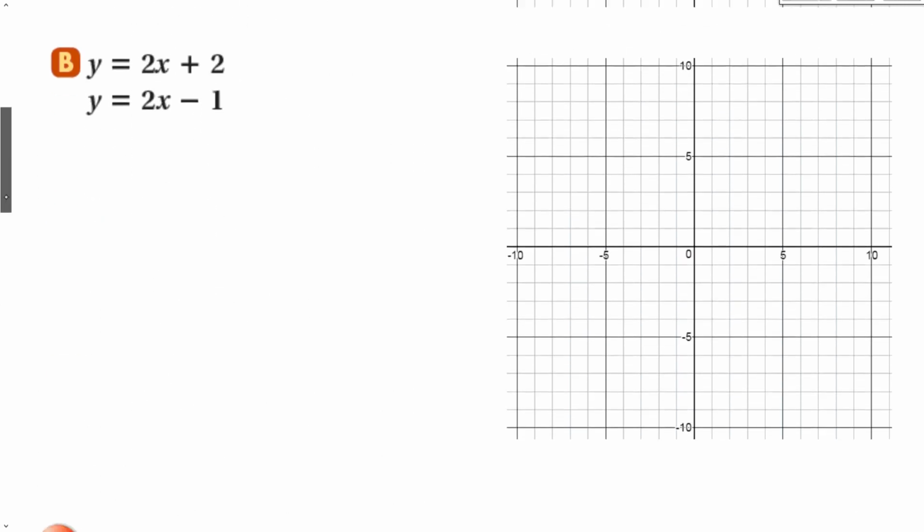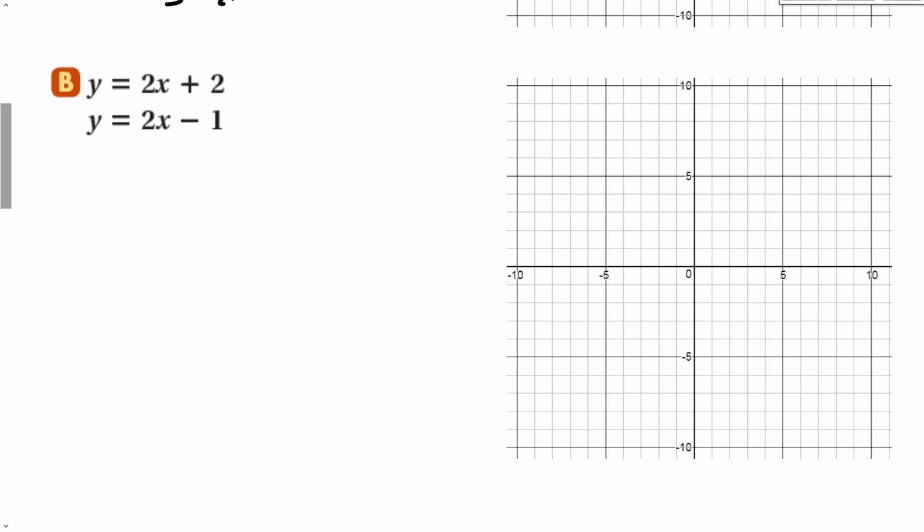Now for this one, they are in slope-intercept form already. Okay, the slopes are the same, but notice the intercepts are different. Okay, so the first one is graphs like this. Okay. And the second one, graphs like this.